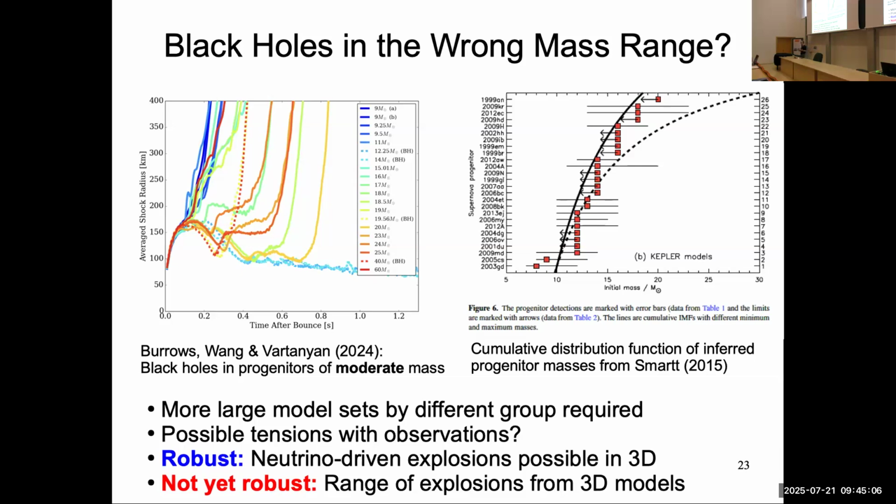We now need to ask ourselves, do we have tensions with observations? Do the models explode in the mass range where they should explode, and do they fail in the mass range where they should perhaps fail? We should, of course, also note that even observational constraints on ranges of explodability from progenitor masses are something that is, in recent years, I think, seeming a little less certain than it maybe was a few years ago.